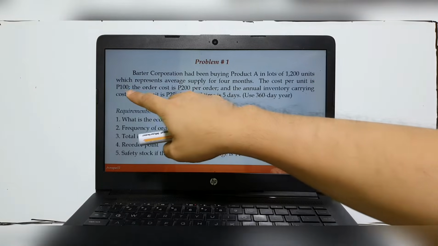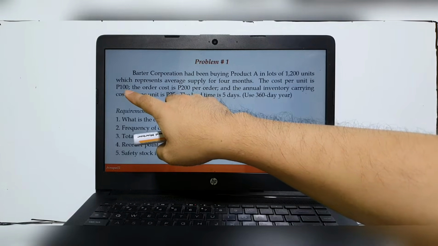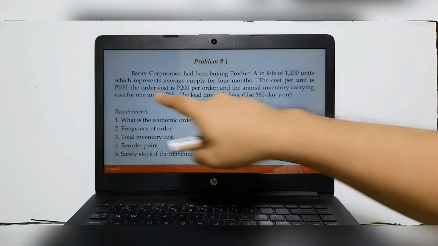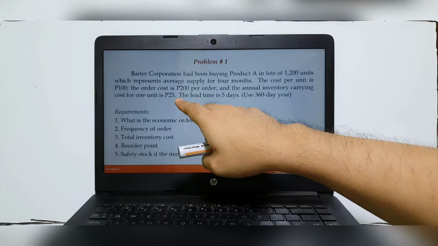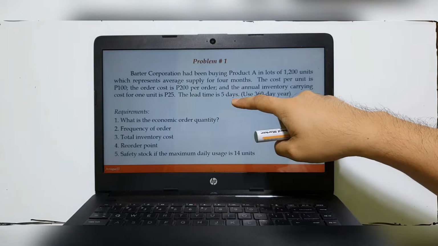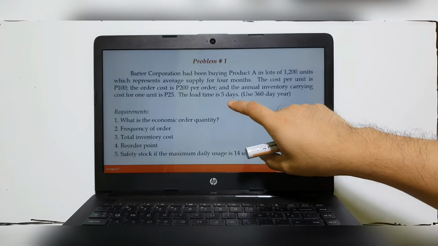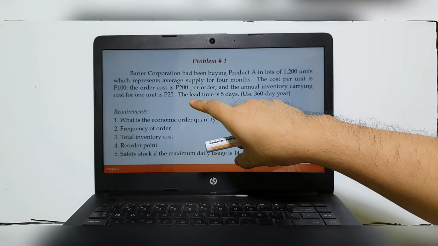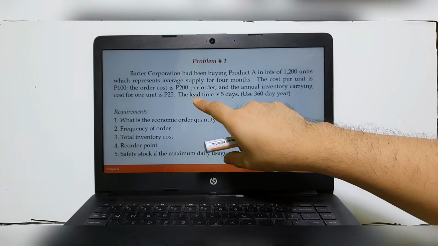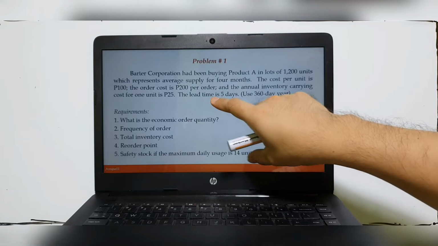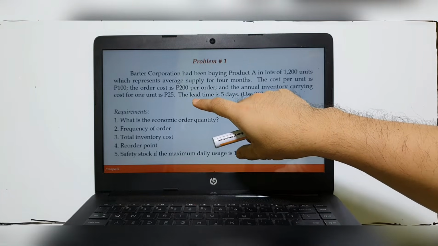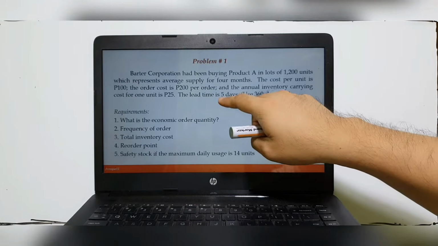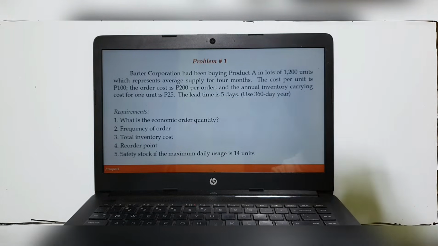And the cost per unit is 100 pesos. The order cost is 200. The annual inventory carrying cost for 1 unit is 25. We also have the lead time, which is 5 days. What do we mean by lead time? That is the time from the day we place the order until such time na dumating yung order natin. In other words, that is our waiting time. So, 5 days. Order ka ngayon, after 5 days, at saka darating yung ating in-order. Okay?